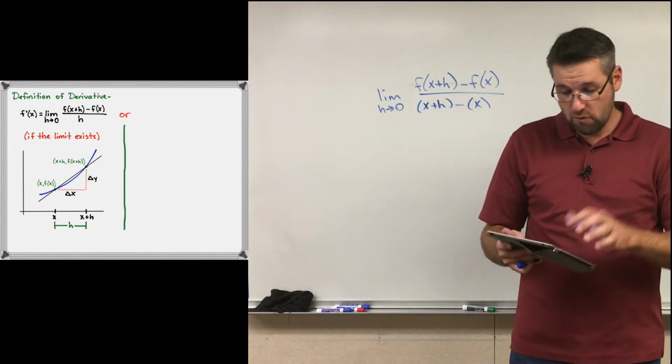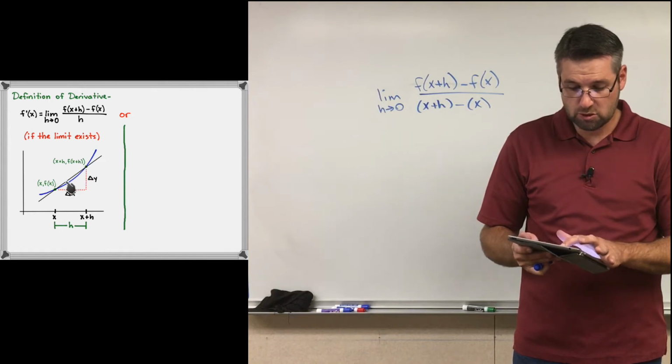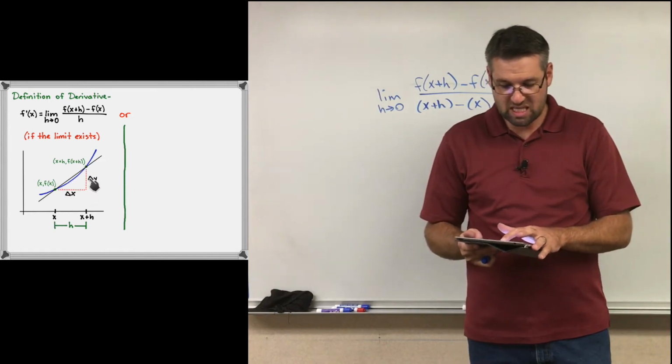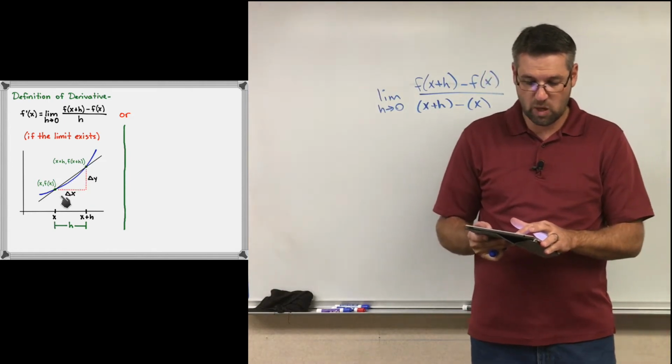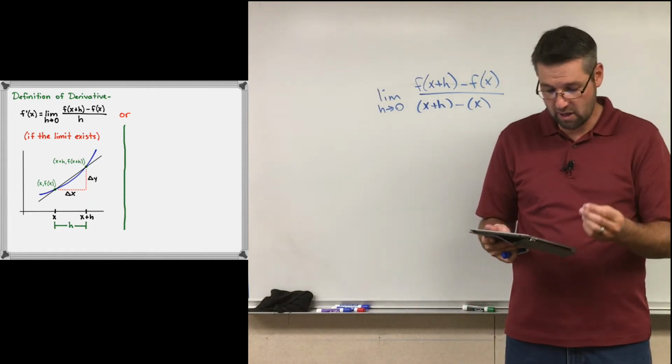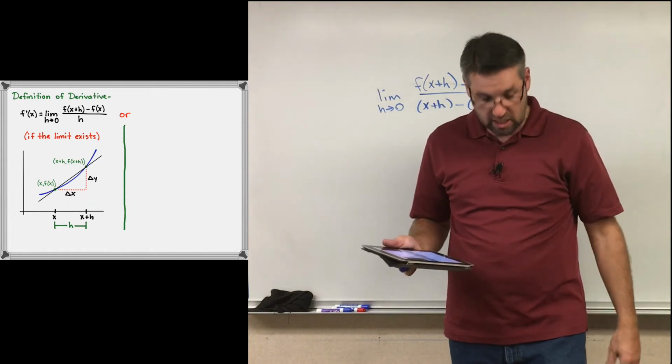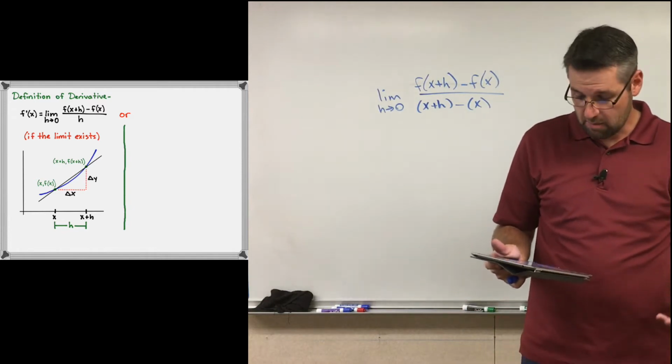But we are moving this point closer and closer and closer to our x value, which means this height and this width, or this change in y over change in x, become small values. That's why we use delta y over delta x, lowercase. And that's why we take the limit, okay?